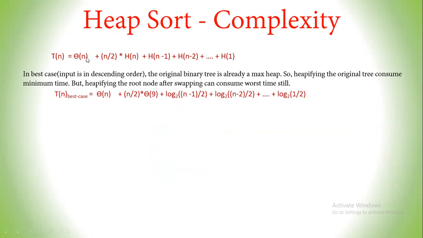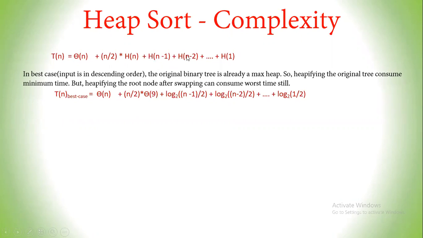So this theta n, there is no change. N over 2 Hn. For the heapifying function, I told you that the best case running time is theta 1 and the worst case is log 2 n over 2. So this is the best case: n over 2 times theta 1. And what about this one?